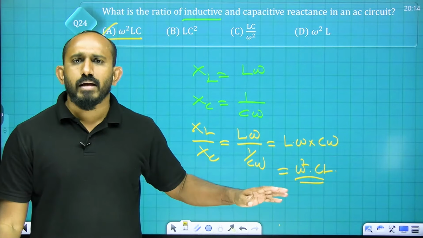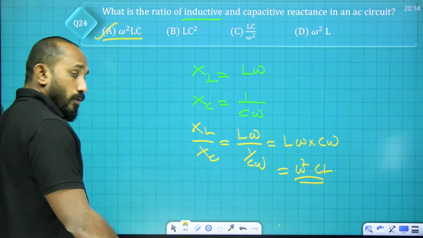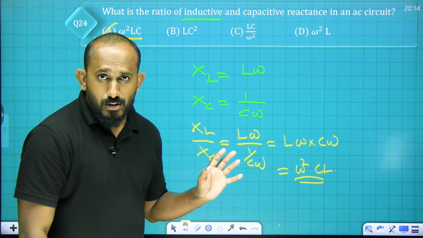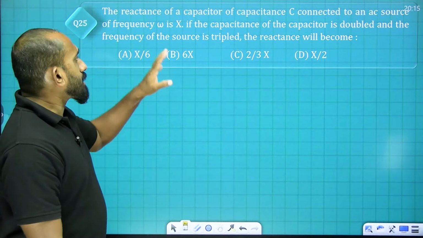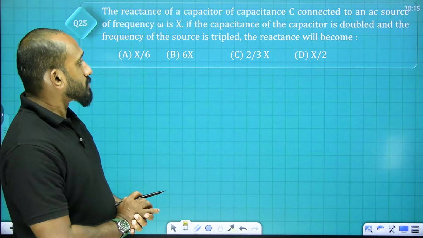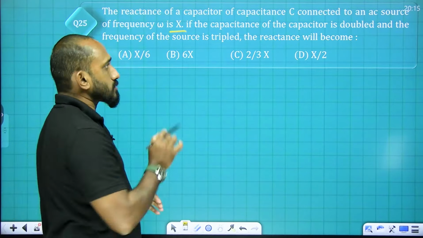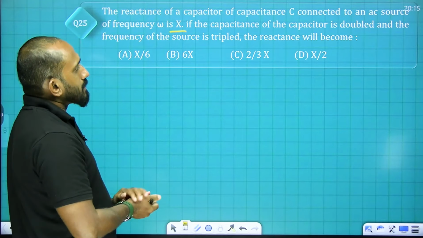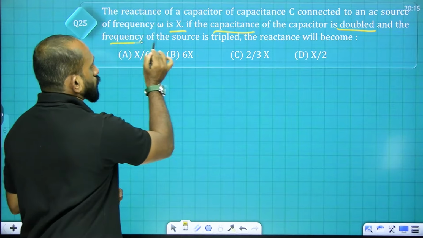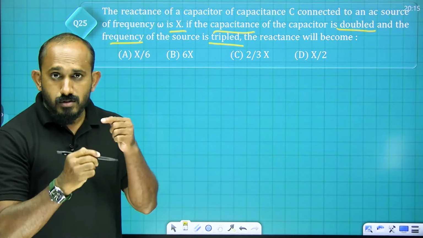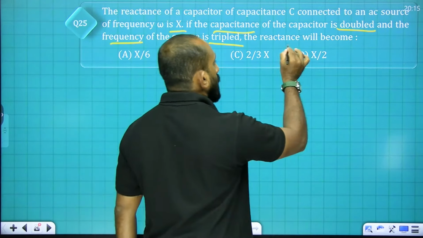So direct inductive reactance and capacitive reactance is the concept behind it. We get many questions regarding this. Okay, hope you understood it clearly. Next question, see. The reactance of a capacitor of capacitance C connected to an AC source of frequency omega is X. If the capacitance is doubled and the frequency of the source is tripled, then how much will the reactance become?